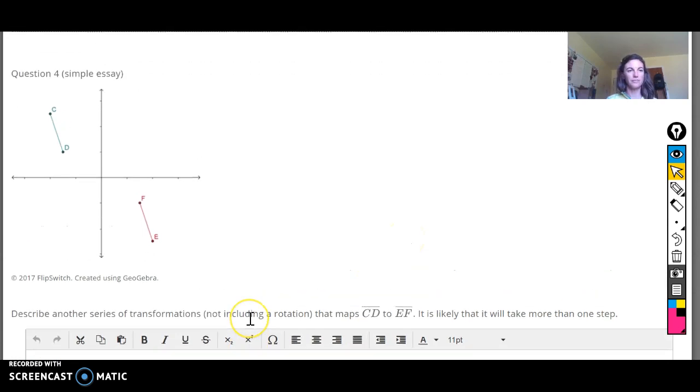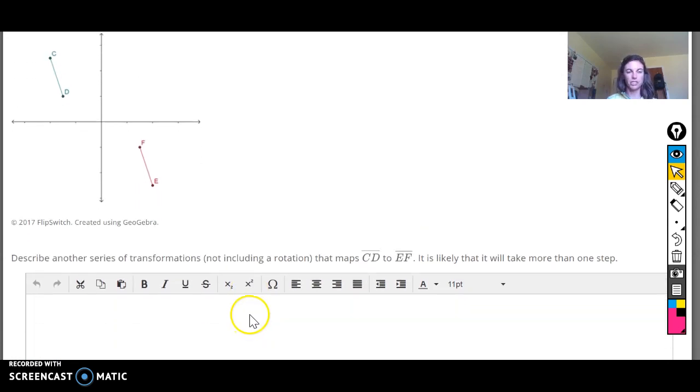Question 4. Describe another series of transformations, not including a rotation, that maps CD to EF. Okay, so I think what we've already kind of discussed in previous lessons is that we could first do a reflection on the y-axis, and that would put us here, and then a reflection on the x-axis would put us here.